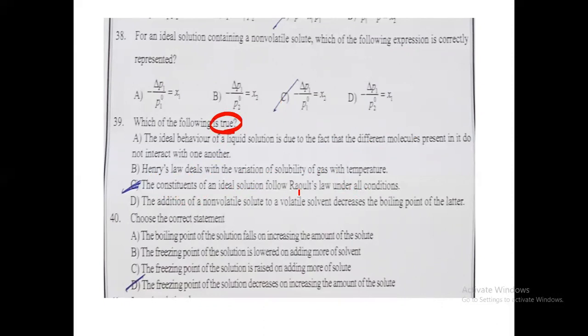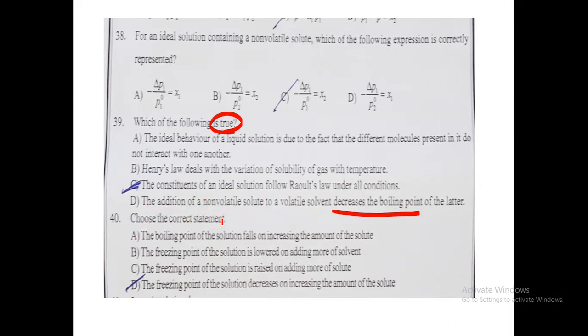Ideal solutions will obey Raoult's law. If any solution does not obey Raoult's law, it is called a non-ideal solution. Next, the addition of non-volatile solute to a volatile solvent decreases the boiling point of water, they give. But it is elevation in boiling point we studied. Elevation in boiling point means boiling point should be increased, but they gave decreased here. So it is wrong. Only option C is correct here. True.